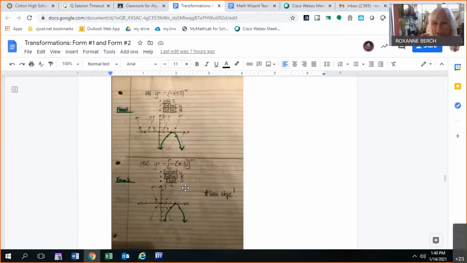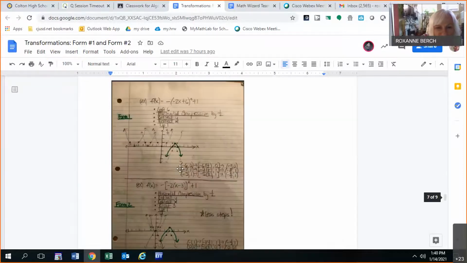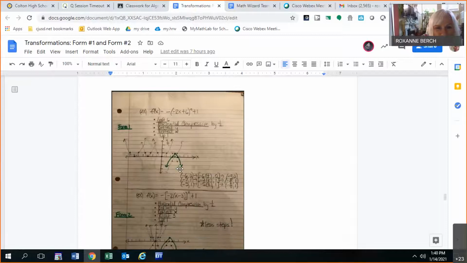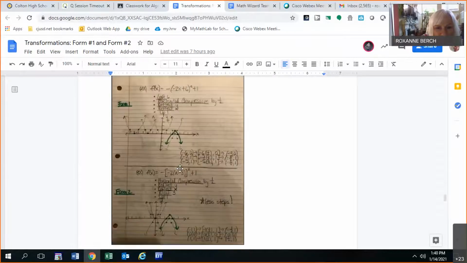Notice that form 1 is less steps, or I'm sorry, this one was less steps. That was form 2. I took out a negative. Don't worry about that one. Here's the quadratic again with a -2 factored out.